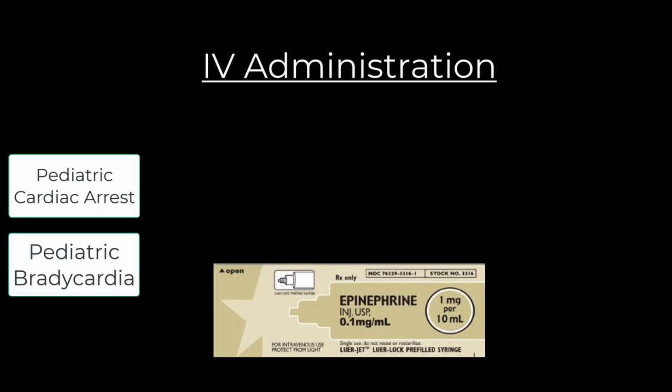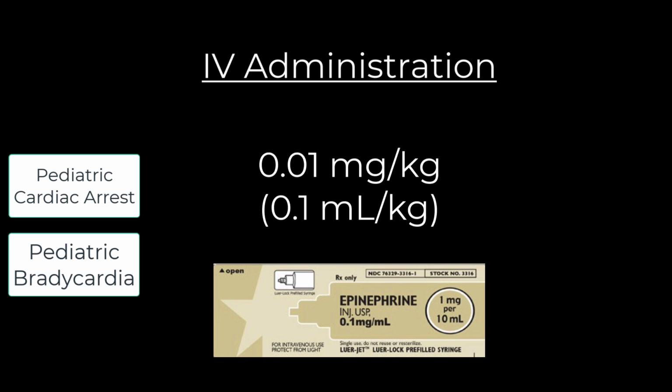For pediatric patients experiencing cardiac arrest or bradycardia causing poor perfusion, we use the same cardiac epinephrine concentration, 0.1 milligrams per milliliter, but we dose by weight. The dose is 0.01 milligrams per kilogram, equivalent to 0.1 milliliters per kilogram of the cardiac epinephrine concentration.